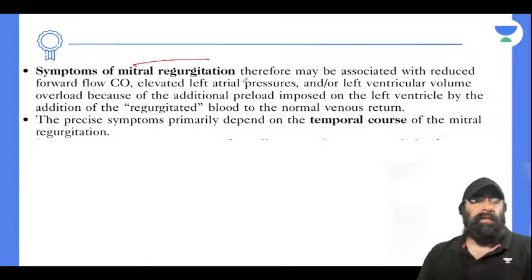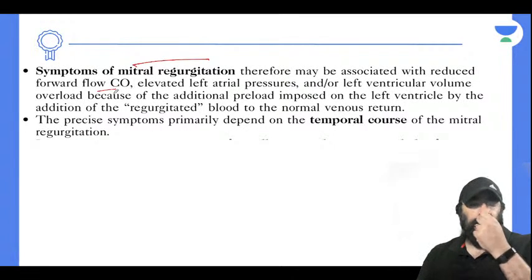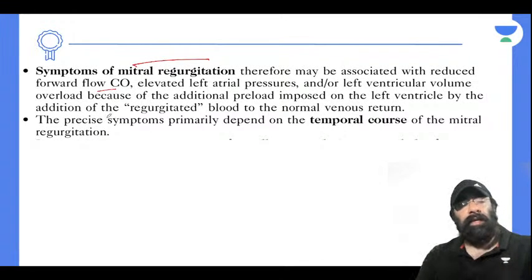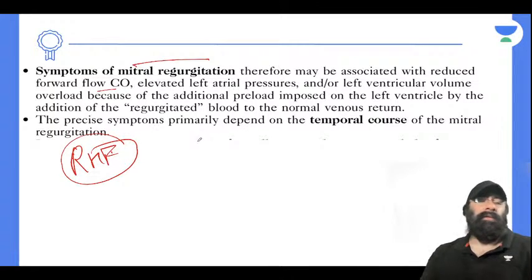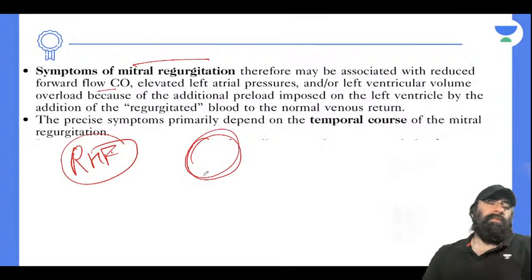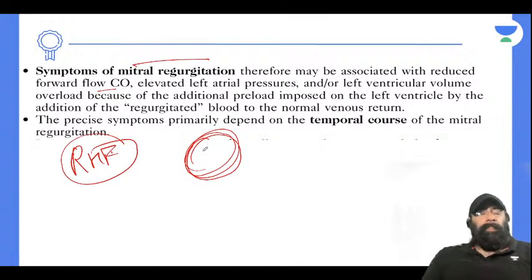What are the symptoms of mitral regurgitation? So here what will happen: there will be reduced forward flow, reduced cardiac output initially. And why? Because one, the right heart failure is going to happen. Second, the LA is dilated, so it will retain more amount of blood also.